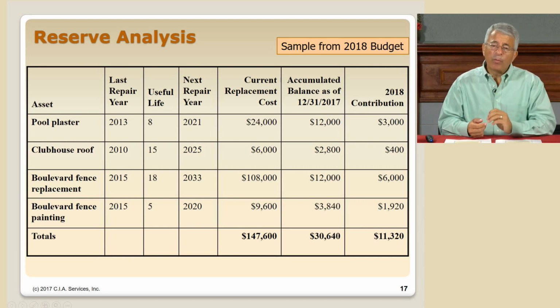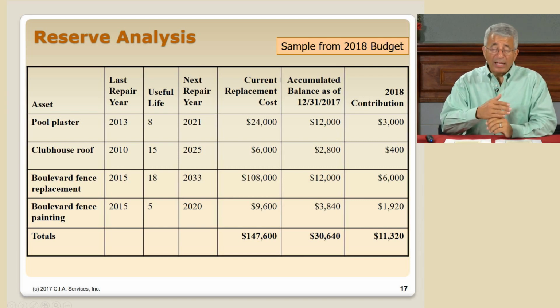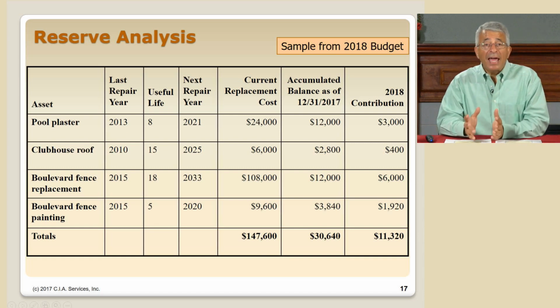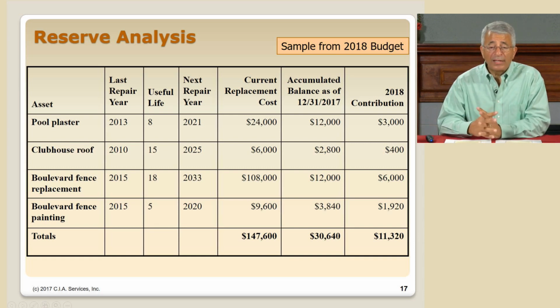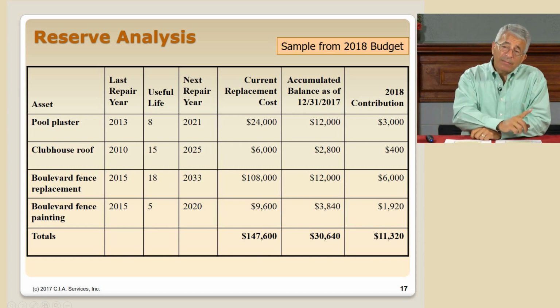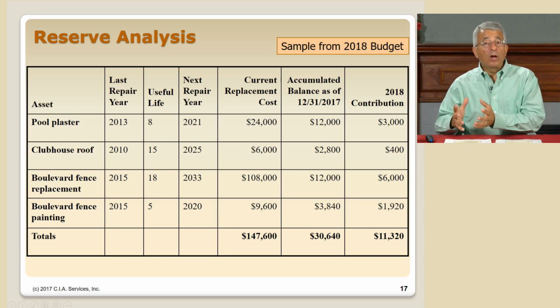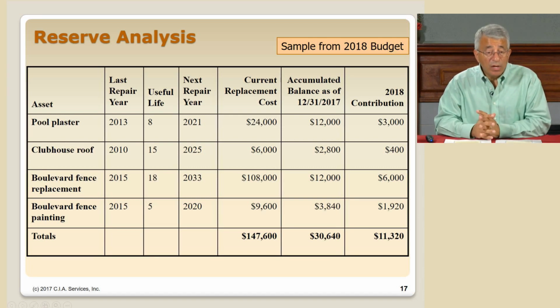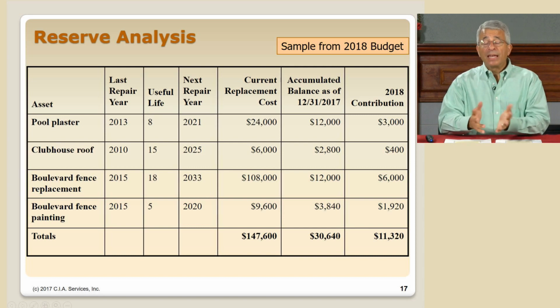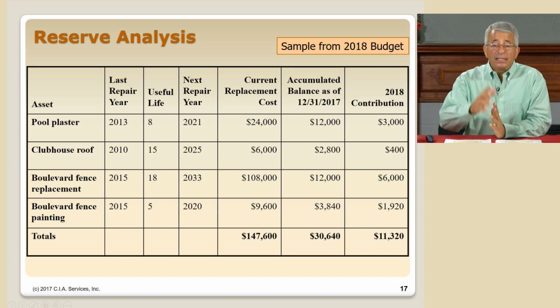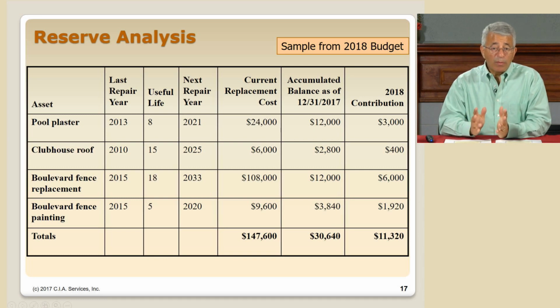And this says that for pool plaster, if you've already replastered it in the past, you're probably going to get 8 years of life out of a pool plaster. So if you last resurfaced it in 2013, and it's going to last 8 years, that means in 2021 we should expect it's going to be time to do it again. The next column says, how much is it going to cost? This says it costs $24,000 to replaster. I'm going to come back to this column in just a minute, but $24,000.